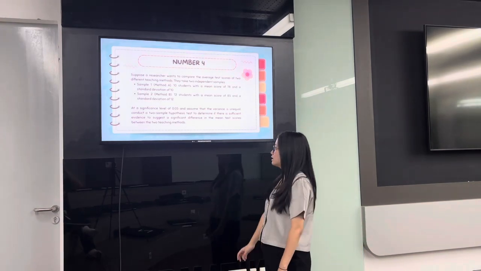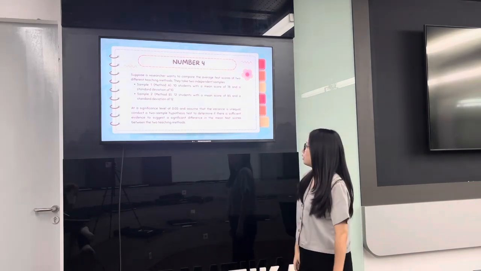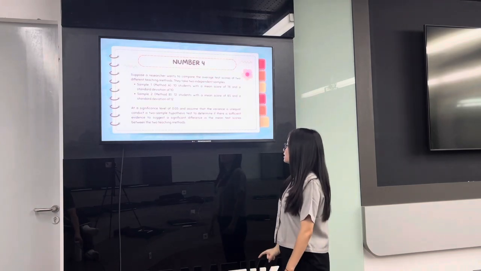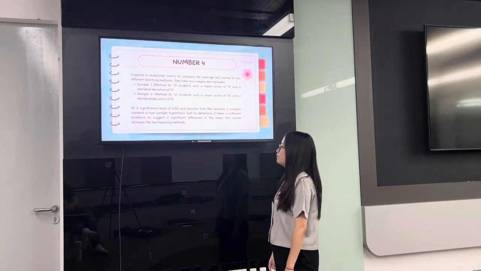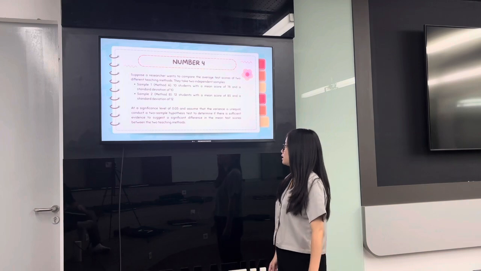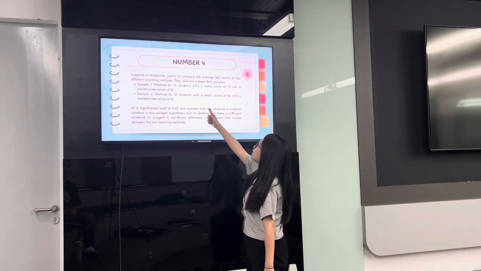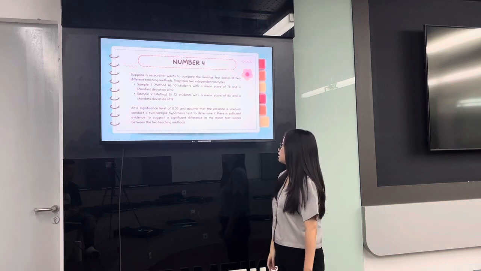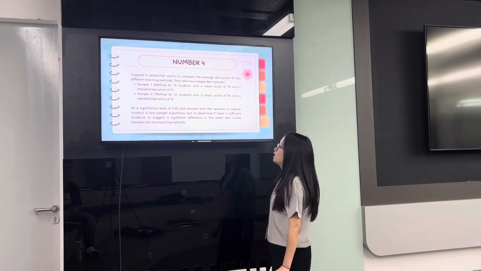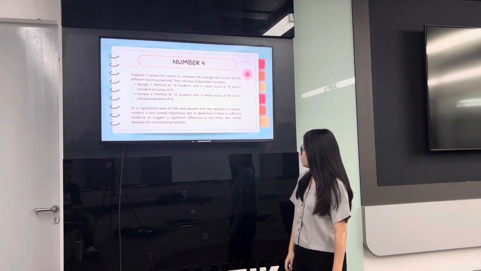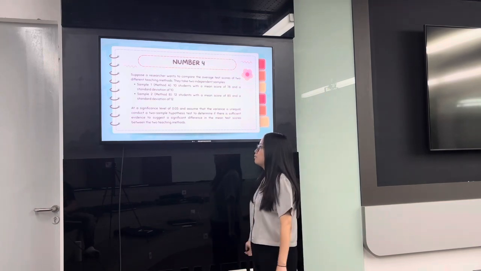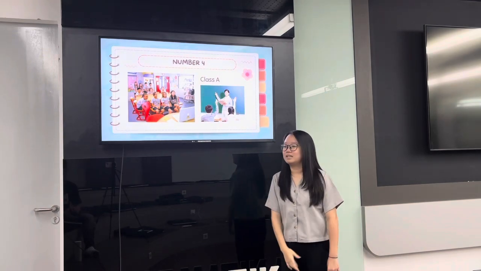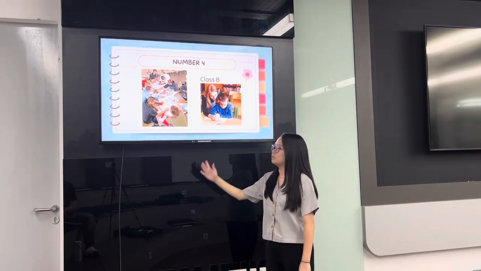And the second sample is method B, 12 students with a mean score of 85 and a standard deviation of 12. Add a significance level of 0.05 and assume that the variance is unequal. Conduct a two-sample hypothesis test to determine if there is sufficient evidence to suggest a significant difference in the mean test scores between the two teaching methods. So this is class A and this is class B.